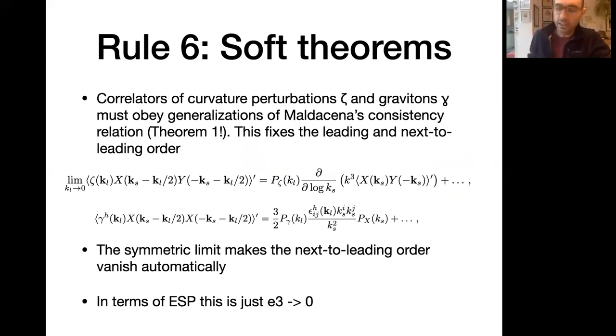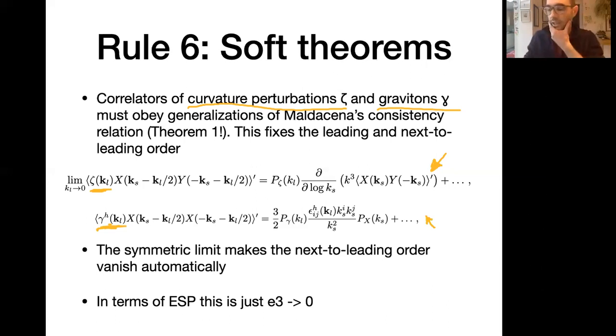So finally, the last rule is that if you use rules 1 through 5, what you're computing is the correlation function of some field. But if you insist that the field you're computing is zeta or gamma, the gravitons or the curvature perturbations, which is what you want to tell your colleague observers about, then you also have to impose the soft theorems that we reviewed before. These soft theorems have some explicit form. This is the one that I've written down before, like the Maldacena consistency relation. This is when the scalar is soft, and this is when the graviton is soft. And there are some expressions that have been worked out in the literature in a series of papers. So you have to impose those.